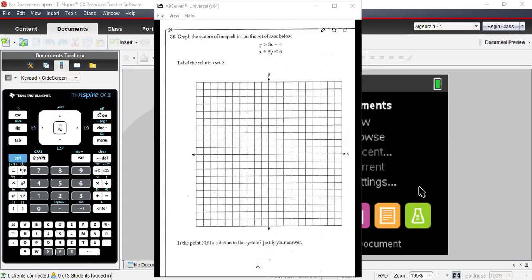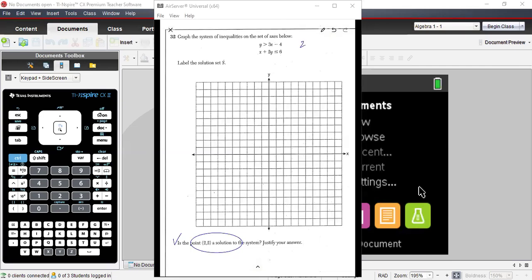I am going to do question number 32 from the August 2024 Algebra 1 Regents exam. Essentially what they've given us is a system of inequalities. They want us to graph it. They want us to label the solution set. And then we've got to answer this question here. It says, is the point (2, 2) a solution? Justify your answer. Now, we could do this part first.